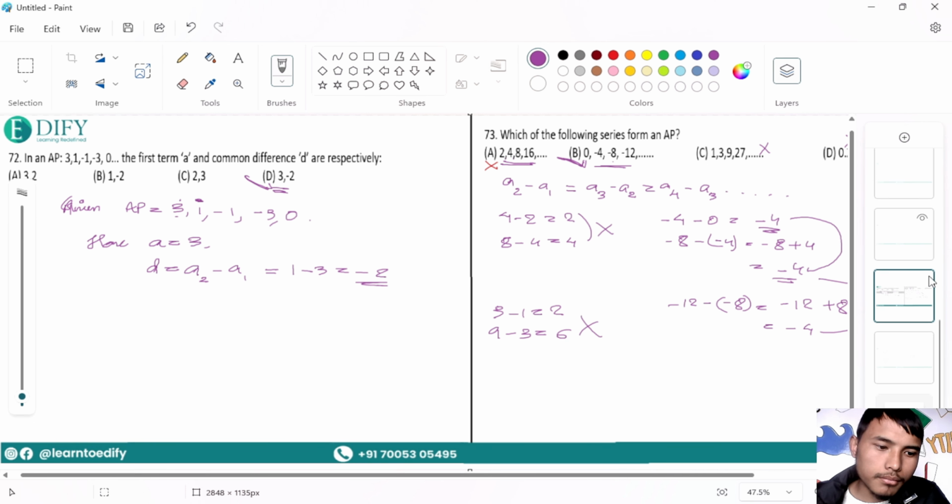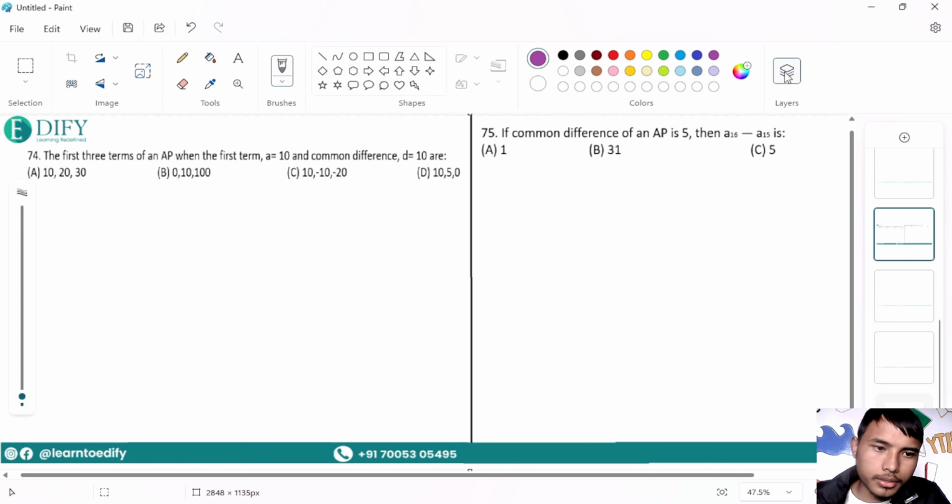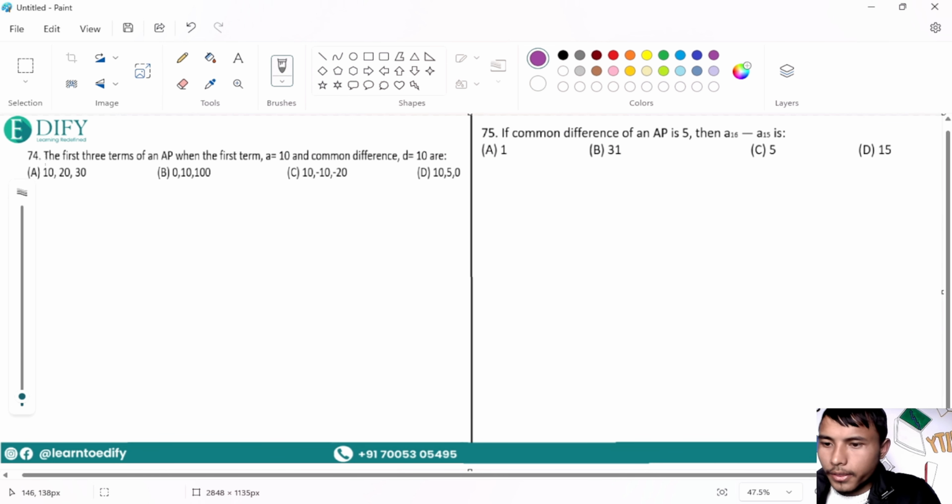Now next question, 74. The first three terms of an AP when the first term is 10 and the common difference is D. So we use the formula A plus n minus 1 D, and then the n terms one after the other. So for A1, the first term will be 10.